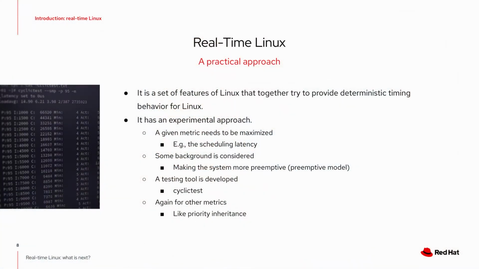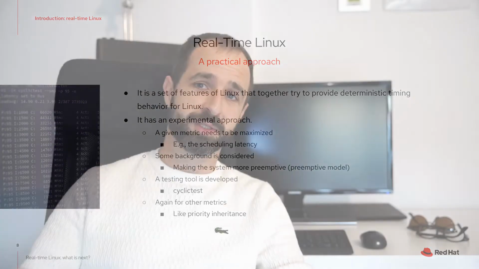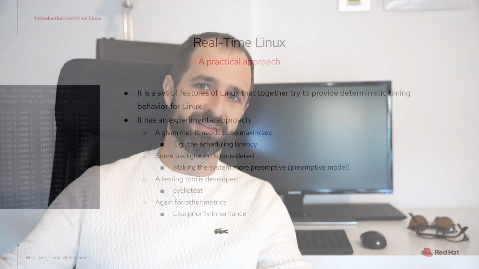On the other hand, with Linux, the approach is way more practical. But real-time Linux itself is not a single thing. It's a set of features that together try to provide deterministic timing behavior for Linux. The approach used is more practical, as I said, and it usually starts with a metric that needs to be optimized. For example, the wake-up latency that is reduced with PREEMPT_RT. In the case of PREEMPT_RT, the background was the usage of fully preemptive systems.